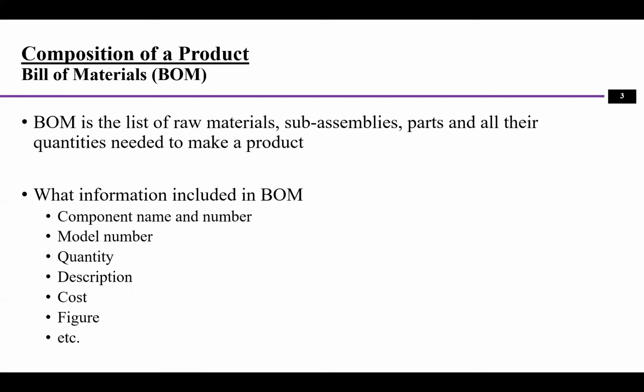Some of you probably have already heard about this term. So this bill of materials, or BOM, is a list of raw materials, sub-assemblies, parts, and all other quantities needed to make a product. And so the BOM can include several different types of information. For example, the component or the part name and part number, the model number, the quantity, the price, the figure, as well as description and some other information related to it. So it does contain a lot of data in it.